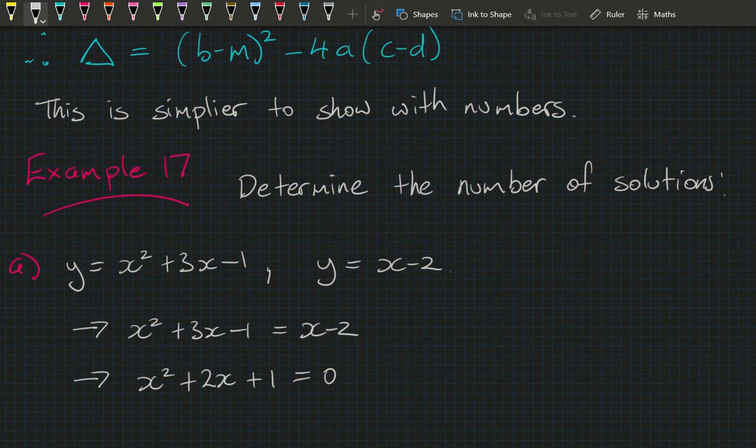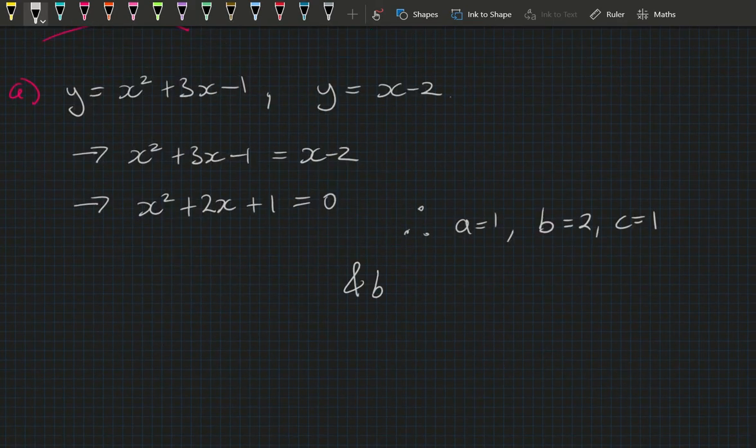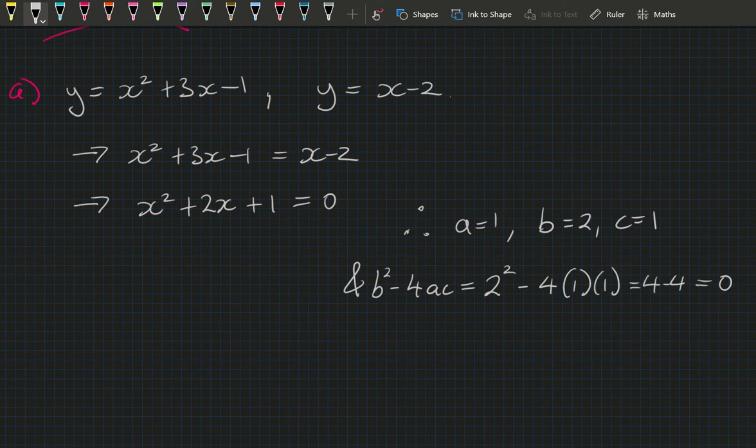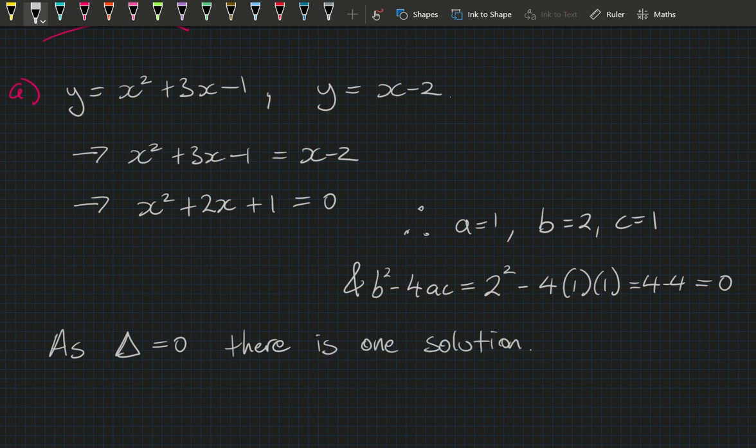All right, so in this case, we've got a is equal to 1, b is equal to 2, and c is equal to 1. And b squared minus 4ac is equal to 2 squared minus 4 times 1 times 1, which equals 4 minus 4, which is 0. And as our discriminant is 0, there has to be one solution, which is what we expected, right? So let's have a quick look at that in GeoGebra.